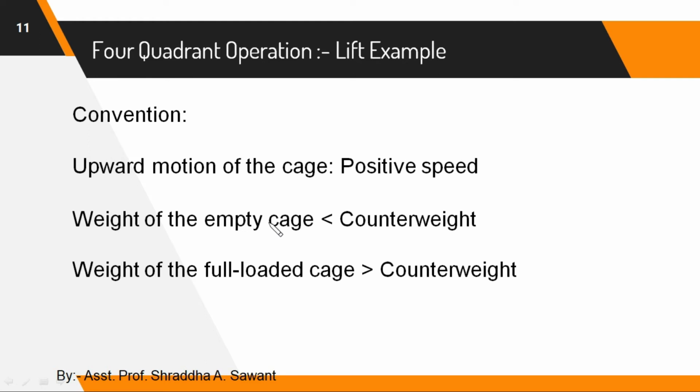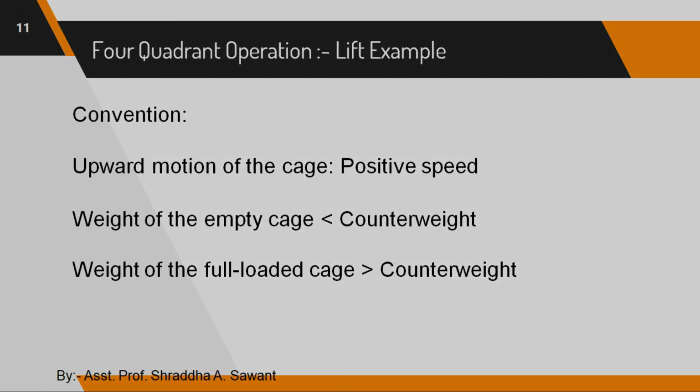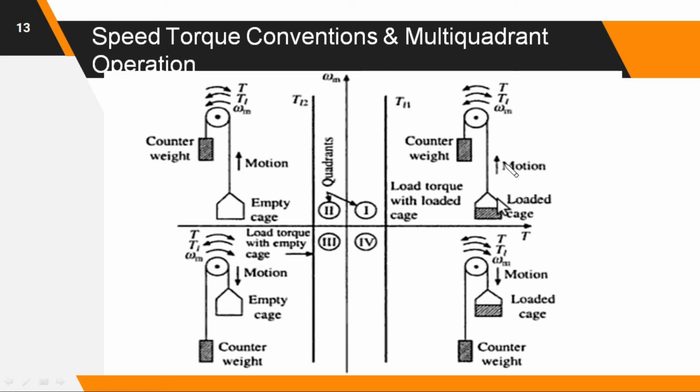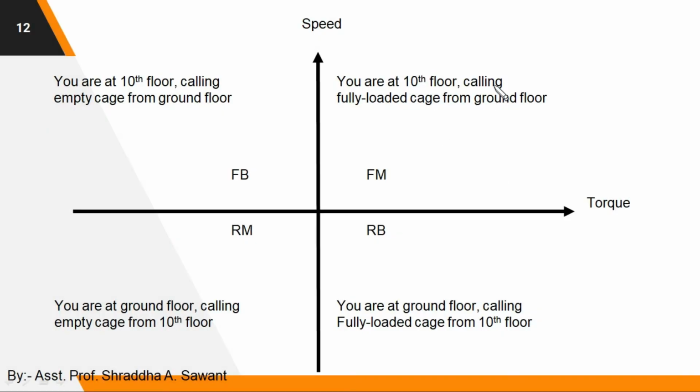If the lift is empty, no one is there, then the counterweight will be higher, and if the lift is fully loaded with all people, then the counterweight will be less. Okay, these two points we have to note down. So we will take the first example of this one: first quadrant operation we will see.